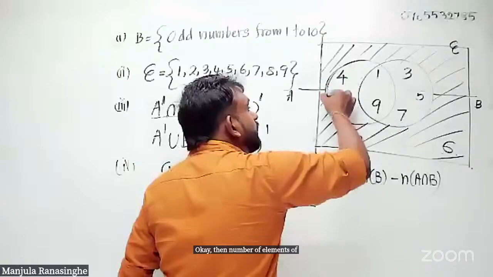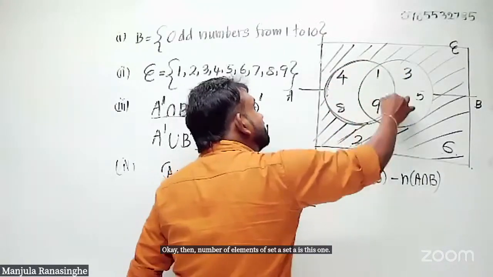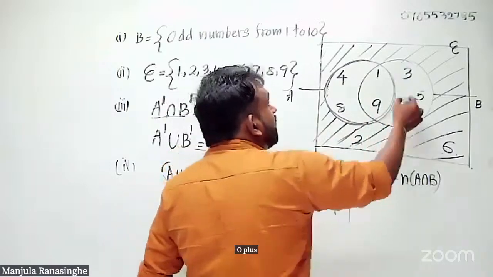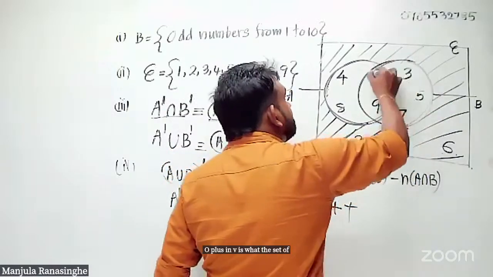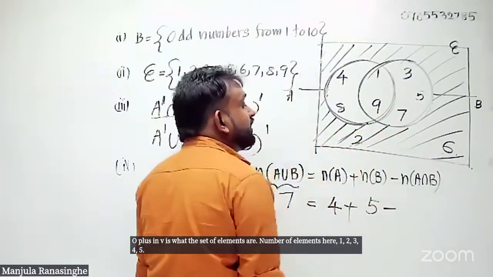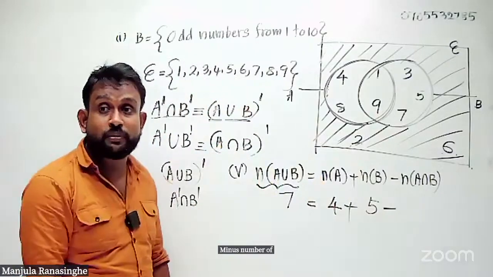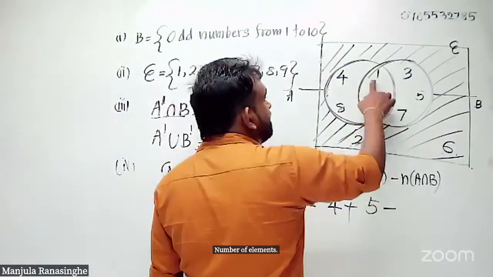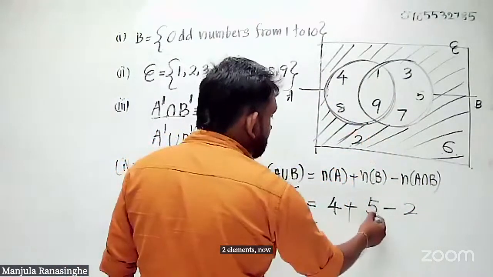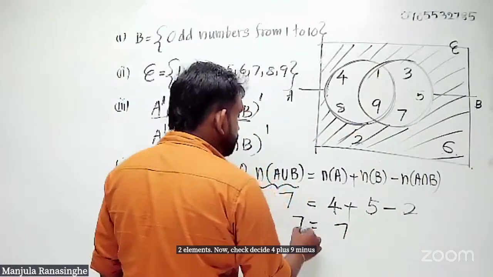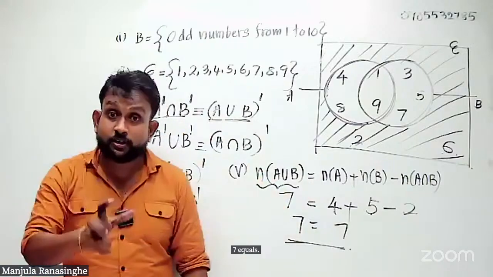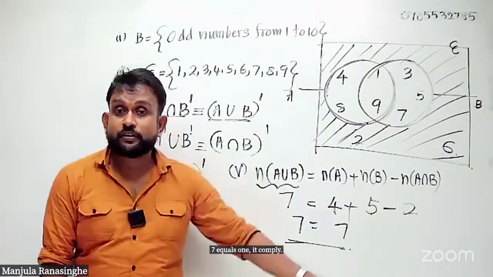Okay. Then the number of elements of set A. Set A is this one. Inside that, how many elements? 1, 2, 3, 4. 4 plus. In B, what is it? The number of elements here: 1, 2, 3, 4, 5. 5 minus the number of elements of A intersection B. Intersection, this region, how many elements? 2 elements. Now check this side: 4 plus 5, 9, minus 2, 7. Here also 7. Now it is satisfied. 7 equals 7. It complies with these elements here.